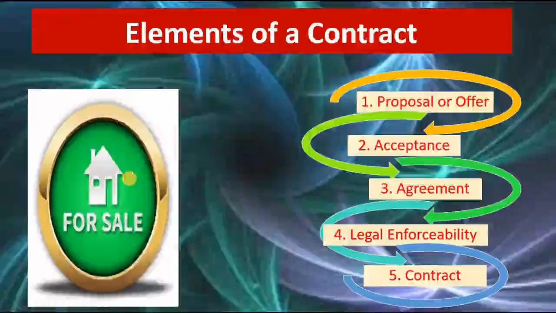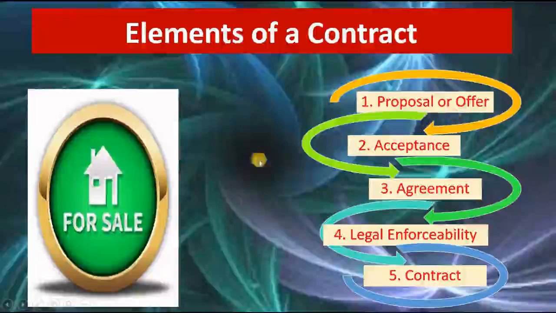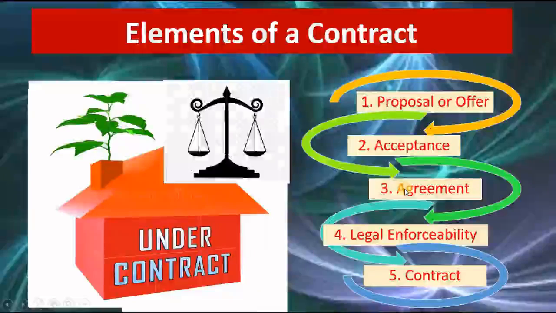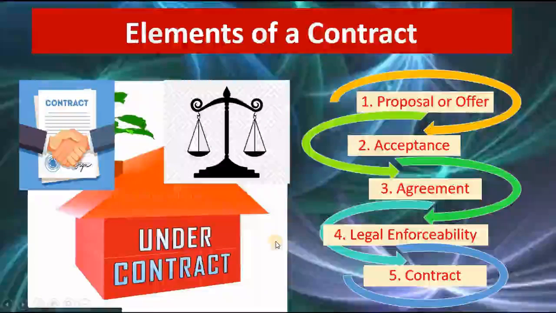So here you should remember an offer to sell a property and acceptance by another party. Once the acceptance is over, it can be called an agreement, and if it is registered, then it can be legally enforceable. Once the agreement is legally enforceable, it can be called a contract. So you should remember these basic steps of a contract.